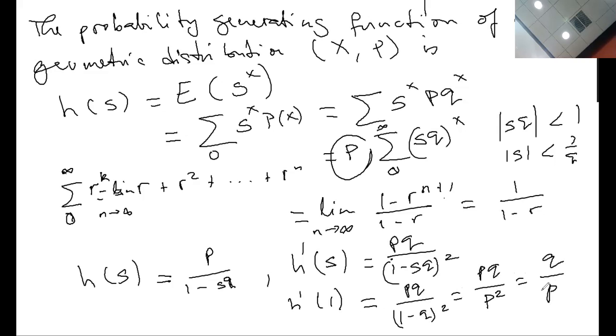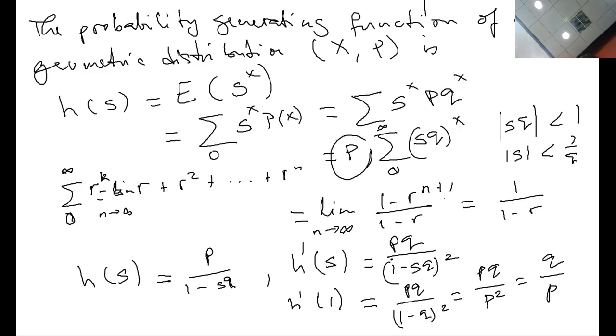We are going to learn later. Find the second derivative, homework. Find the second derivative of the probability generating function h of s. So the mean of the geometric distribution is q over p. The variance is q over p squared. That's what we will do next time.